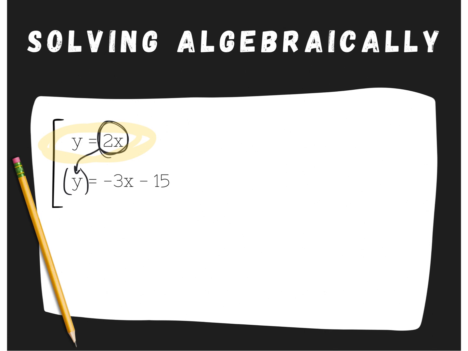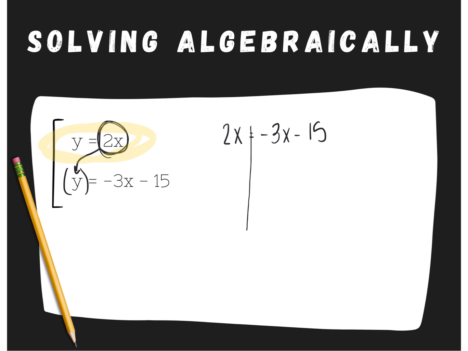Now, when I plug it in, it looks like this. I've got a 2x on the left side. That's my substitution step. On the right side, I still have my negative 3x minus 15. This gives me an equation that I can algebraically solve. So first I need to get my x's together, which means I need to move this one to the left-hand side. Remember, when you're solving something algebraically, you can't just move it, you can't change where the equal sign is, but you can manipulate it algebraically.